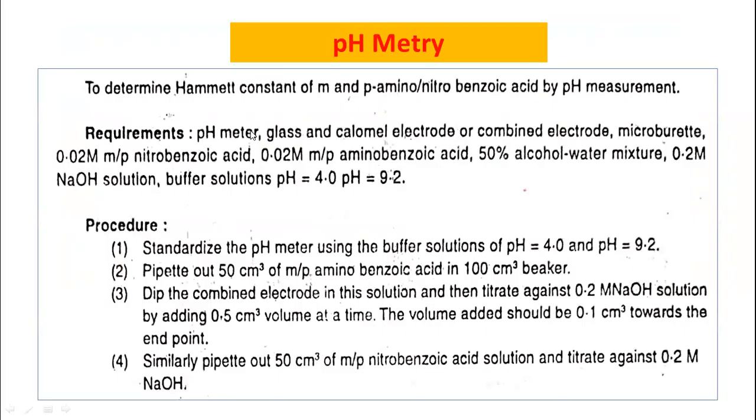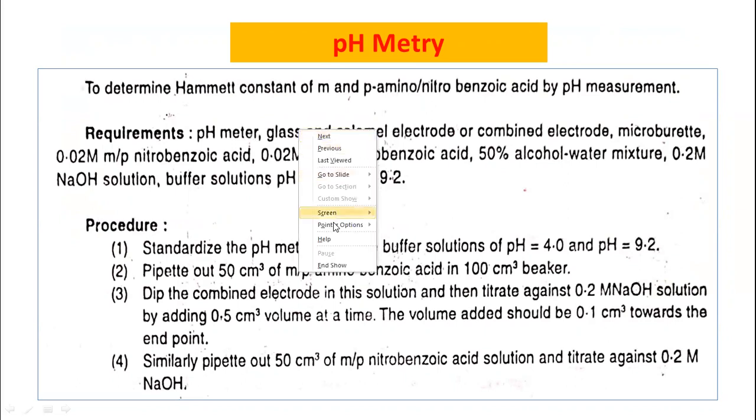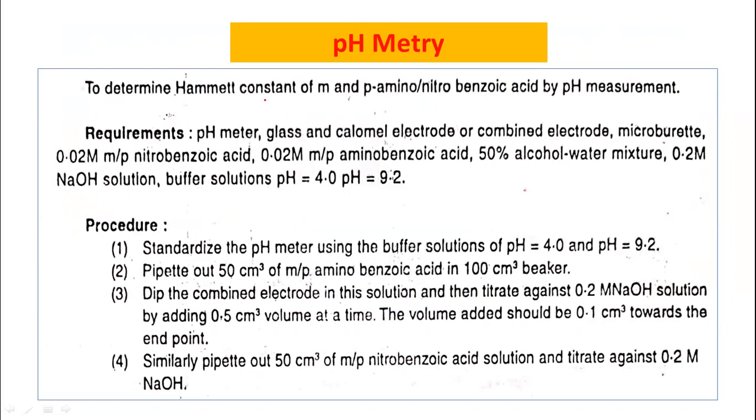Now let us see how to perform this experiment. In this experiment, we are going to determine the Hammett constant, that is the sigma value, of meta and para nitrobenzoic acid by pH measurement. The experimental work is very easy here. We just have to measure the pH of the solution.